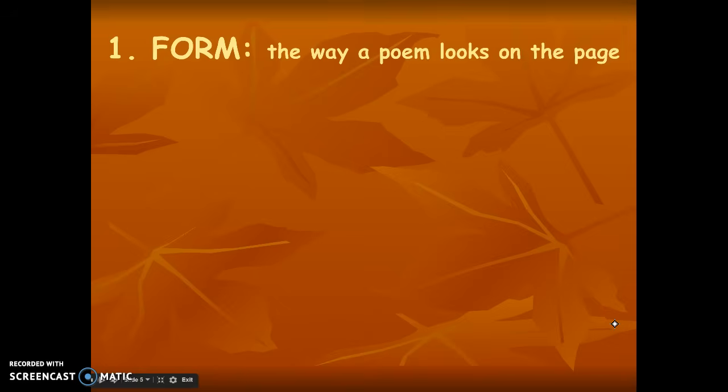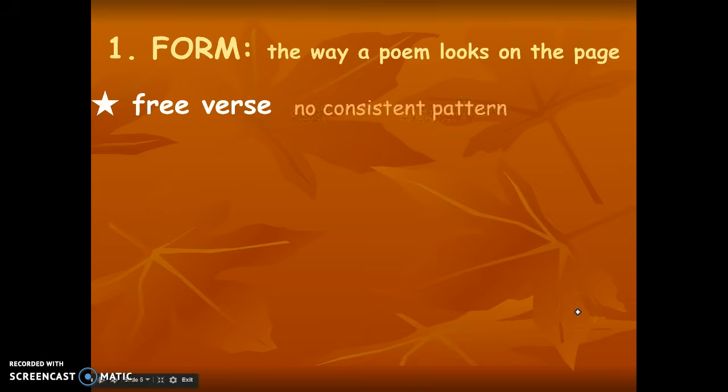Form, just like its name, is the way a poem looks on the page, the way that it is formed. We can classify it in 2 different ways. The first one is free verse. Free verse, just like it sounds, is free. There really isn't a pattern. There's no structure to it. You might see 3 words in a line, and then 5 words in a line, and then 7 words in a line, then 1 word in a line. There's no rhythm, there's no rhyme.